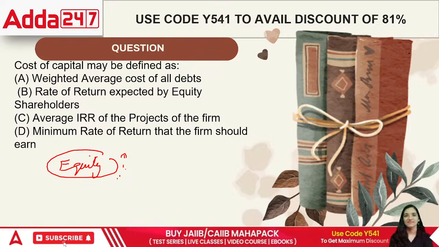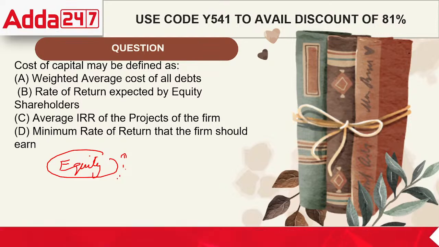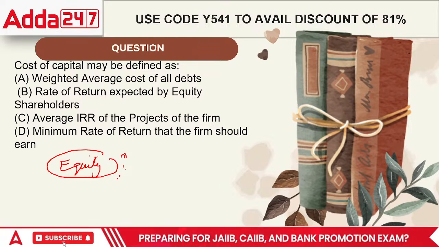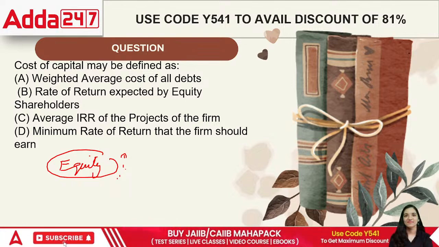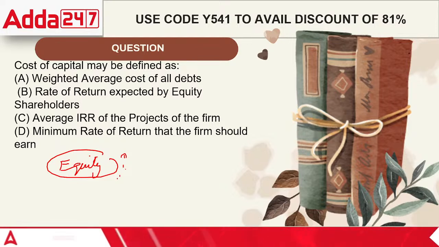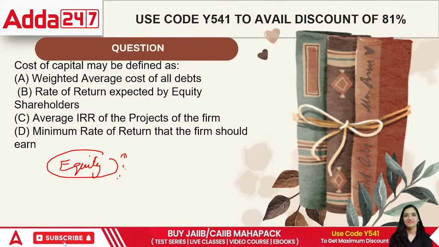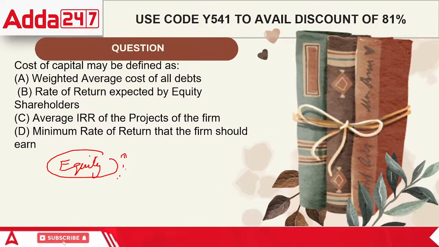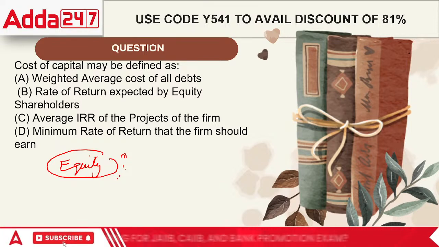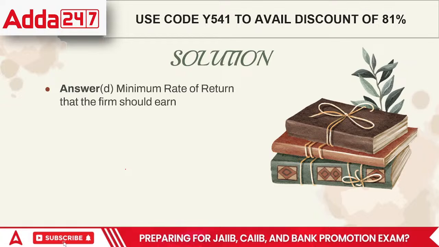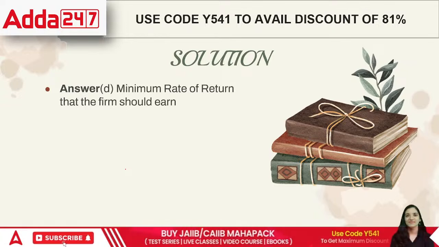So the cost of equity capital is quite high as compared to debt. In terms of debt, you get a tax benefit, that is, the tax shield, and at the same time you are retaining your decision making power as well. That is what we look forward to. So the cost of capital may be defined as weighted average cost of all debts, rate of return, IRR, or minimum rate of return. In this case, the correct answer is the minimum rate of return that the firm should earn.